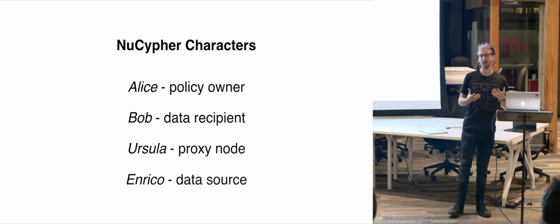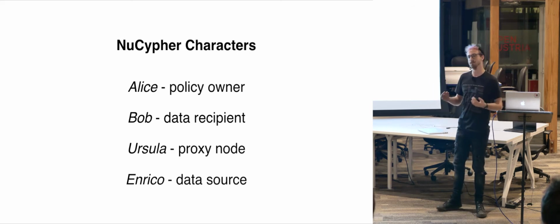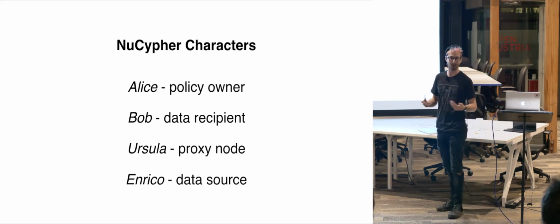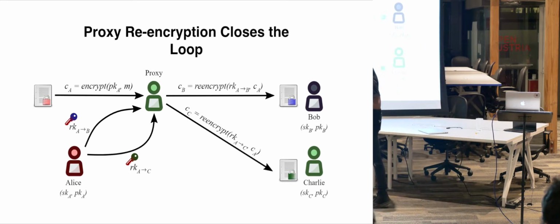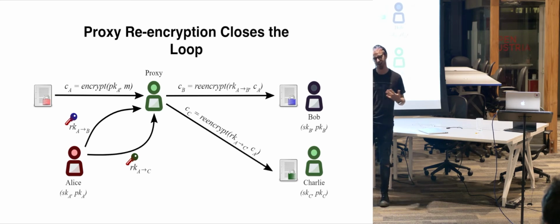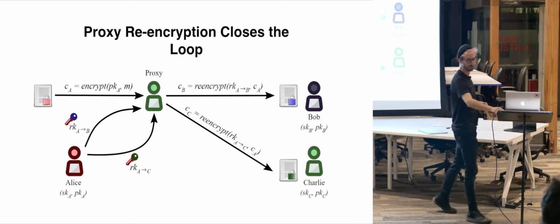Ursula is the staking node on our network. Ursula is this proxy node. People will stake our token, and I'll get more into what the token is for, but the proxy node is the one who's literally doing this transformation function. So if I go back here, Ursula is this proxy person in the middle. We call her Ursula because U stands for untrusted, because we don't trust them on our network at all. What happens is she's calling this re-encrypt function that you see here, using a re-encryption key and a ciphertext to re-encrypt for another person.